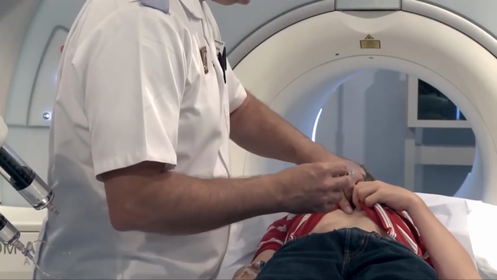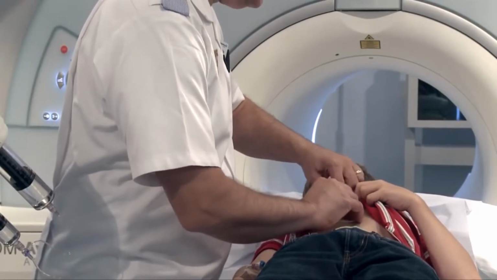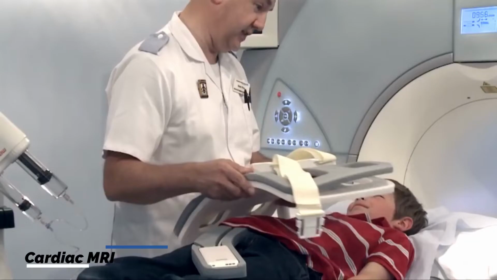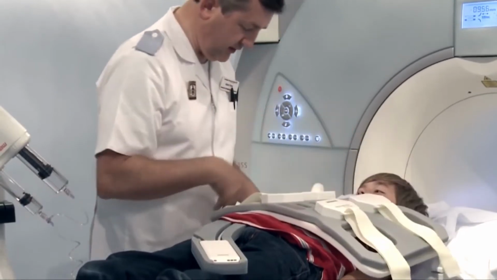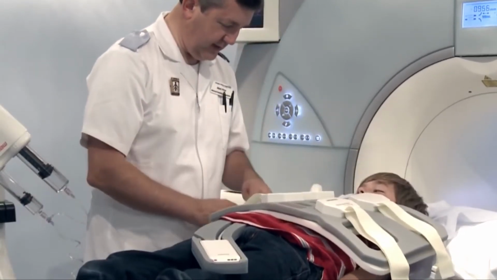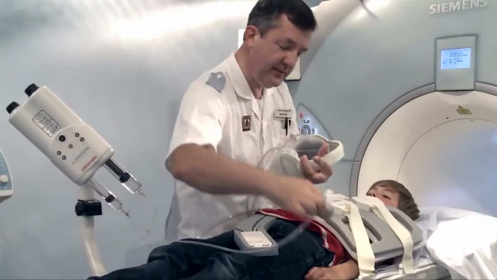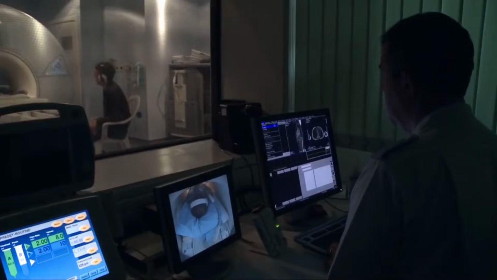Cardiac MRI. A cardiac MRI produces detailed images of the heart. Your doctor will call for a cardiac MRI to diagnose your condition so that a treatment plan can be devised. In addition to the heart, the blood vessels surrounding it are also examined. The information gathered is used to determine heart function.